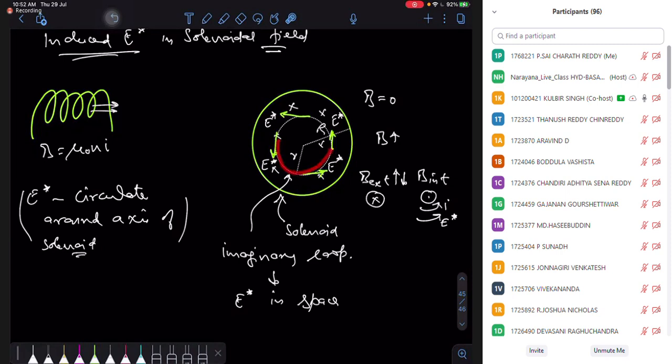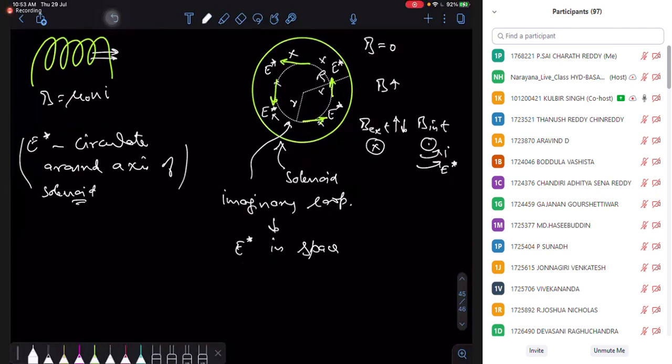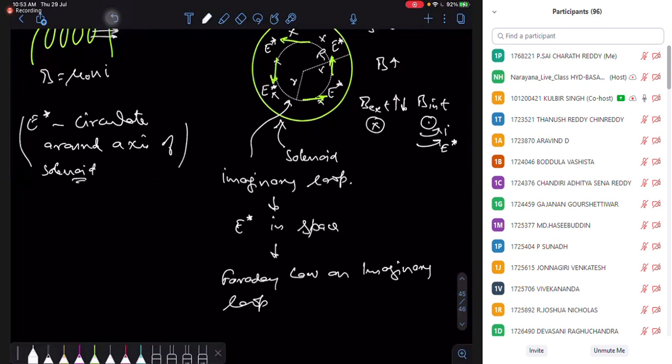So we have taken here the loop, but this is not a metal loop. This is an imaginary loop. So the electric field develops here in a space. Now we're going to apply Faraday's law on the imaginary loop. So it is applicable. Yes, Faraday's law is going to be applicable.